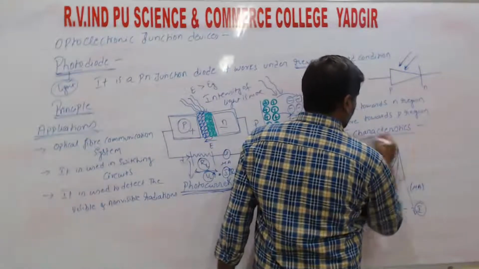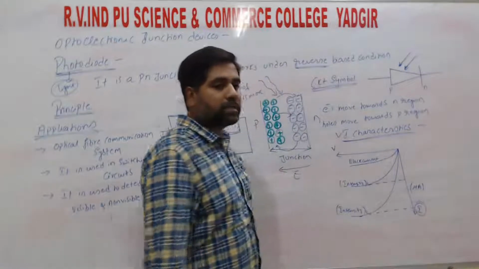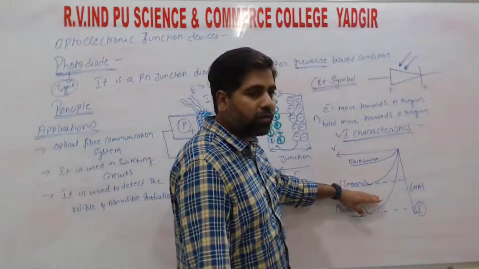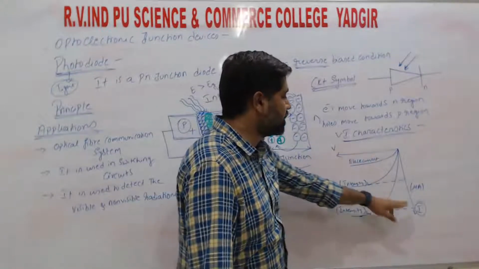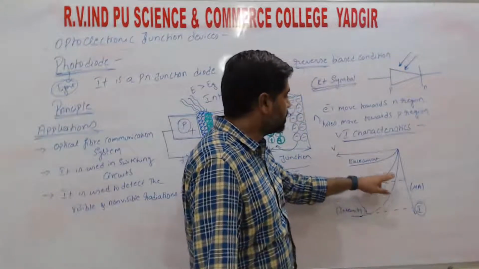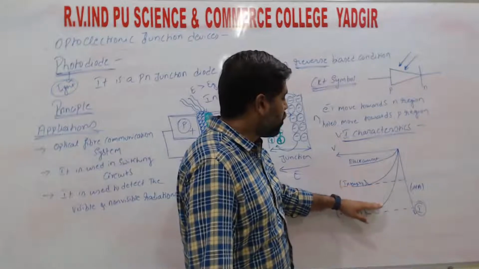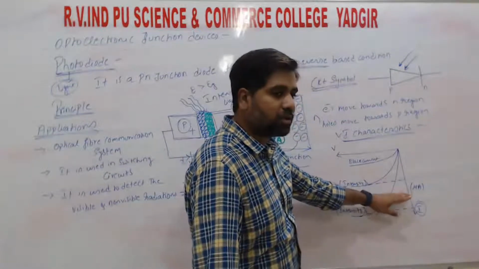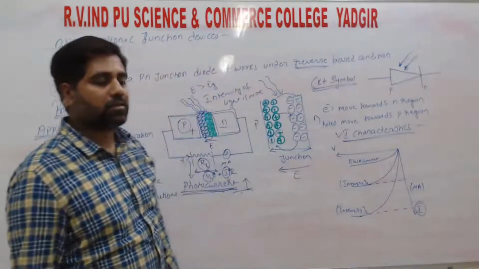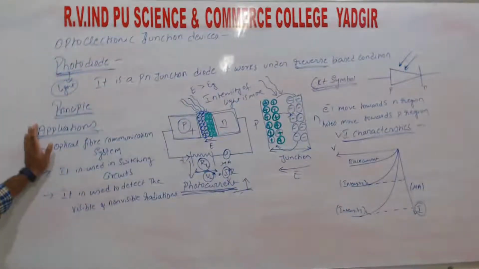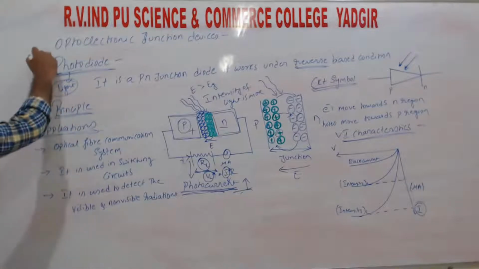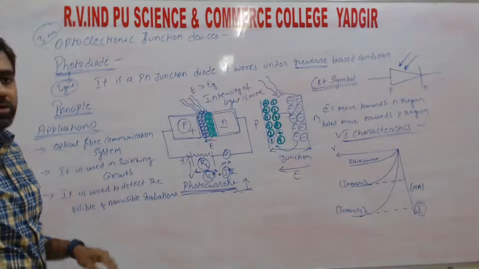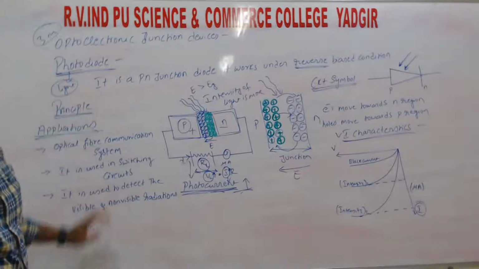So as photodiode works under the reverse biased condition, right? So the graph will be in the third quadrant. So voltage along negative x-axis and current along negative y-axis. So as the intensity of the incident light increases, then automatically the current in the external circuit also increases, right? So this is about the photodiode. These optoelectronic junction diodes are important for 3 marks, right?